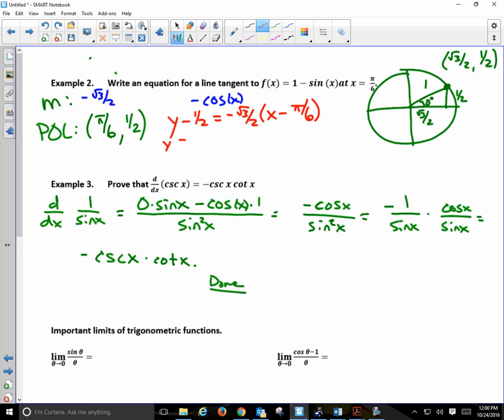So I have y is equal to negative root of 3 over 2 times x. As I distribute the negative root of 3 over 2, I get plus pi roots of 3 over 12. And then as I add the 1/2 it will be over here. I have my slope, but I need a y-intercept. What is the common denominator? 12, so I have y is equal to negative root of 3 over 2 times x. And then if I multiply top and bottom by 6, I will get 6 plus pi roots of 3 all over 12. And so that is the equation for my line tangent at that point.